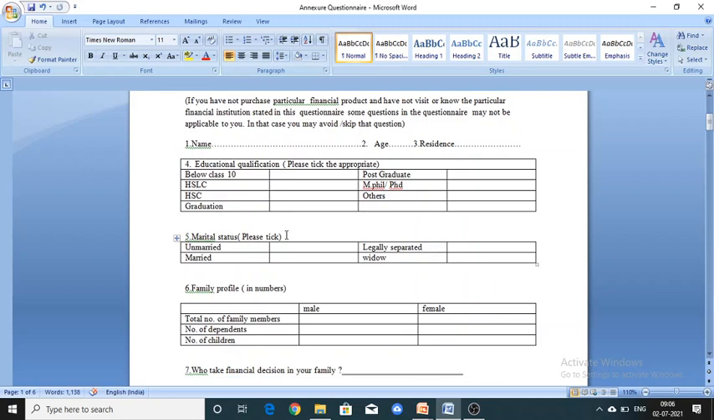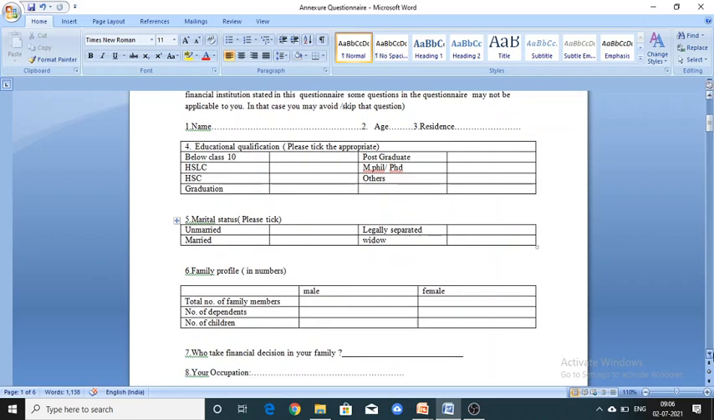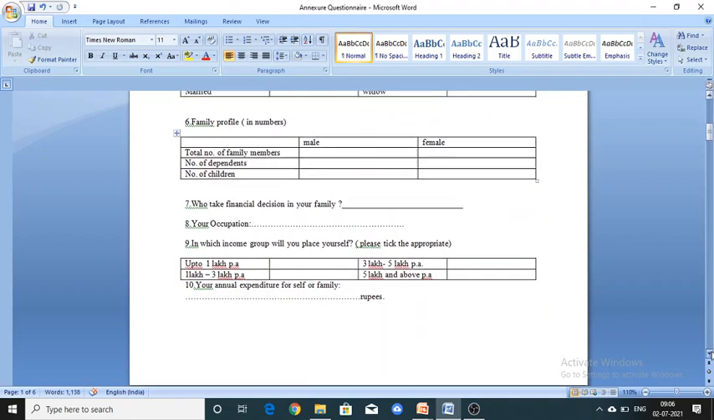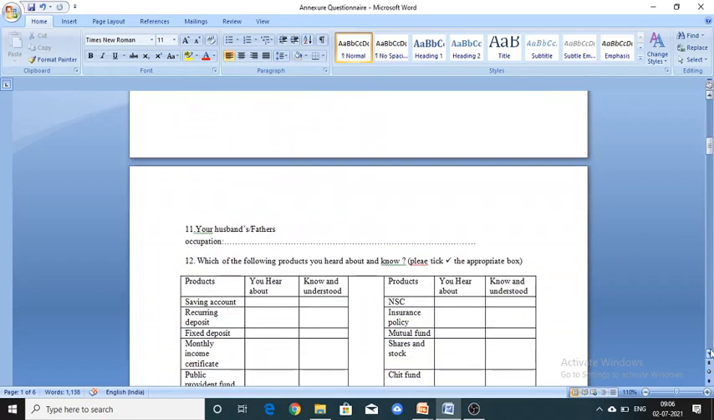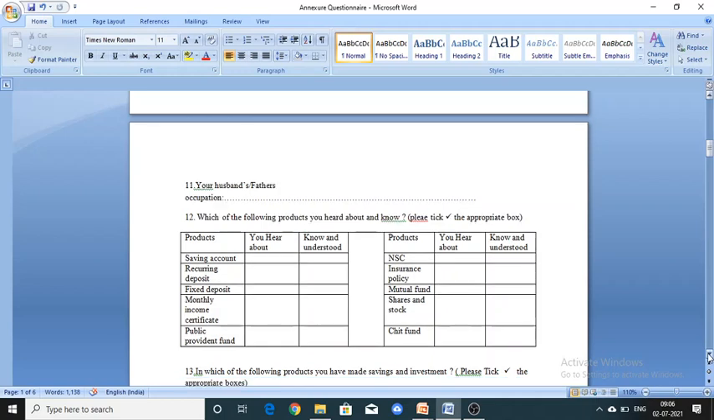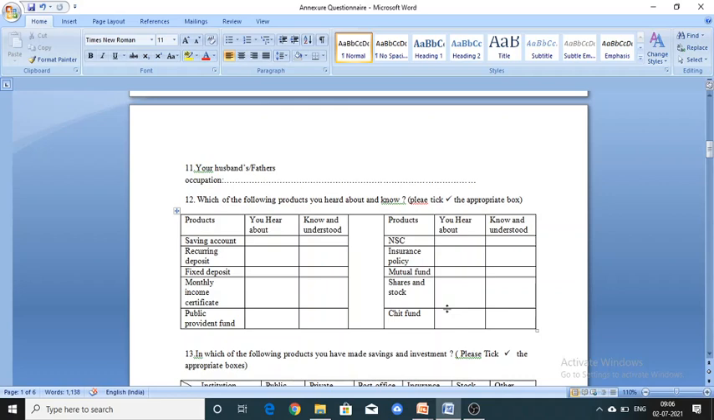Then marital status. See, this is again a close-ended item: unmarried, married, legally separated, widow. Now I'm moving to questions that are related to the subject matter. As I already mentioned, the study is related to purchase decision of financial products by women. The respondents, or the target population, are adult women.